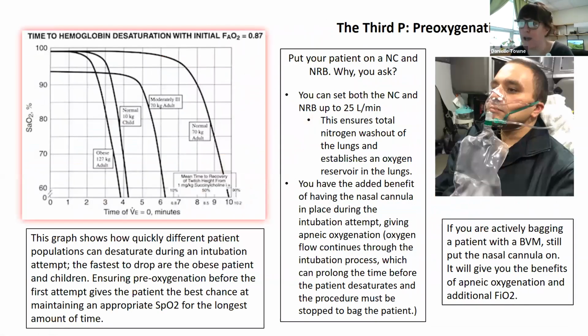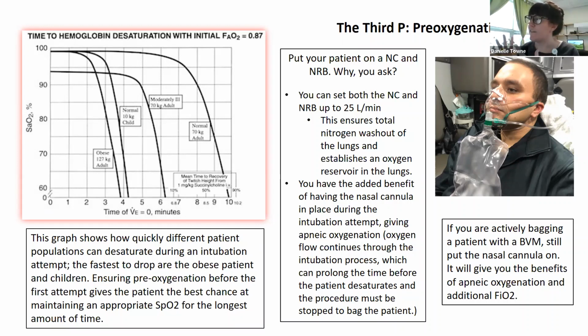Our third P is preoxygenation. My recommendation is that we put all patients on a nasal cannula and a non-rebreather together and set them both at 25 liters. Why? What this does is it ensures total nitrogen washout of the lungs and establishes an extra oxygen reservoir in the lungs. So nitrogen is actually a fairly big molecule compared to oxygen. I'm not very good at making big and small molecules, but when you wash out the nitrogen, you leave a lot more space for excess oxygen.